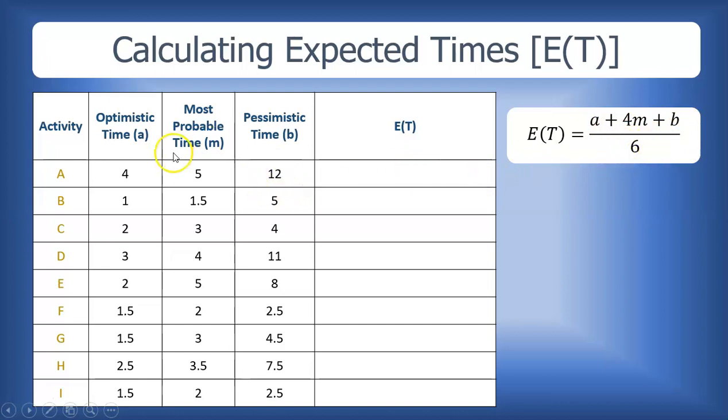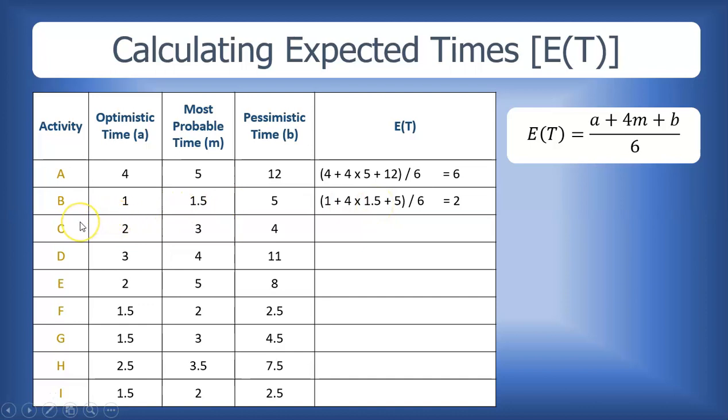So, here we go. For A, we will have 4 plus 4 times 5. 4 times 5 is 20, plus 4, that's 24. Plus 12, that's 36. Divided by 6, that gives us 6. For B, we have 1 plus 4 times 1.5. 4 times 1.5 is 6, plus 1, 7. Plus 5, that's 12. All divided by 6, that gives us 2.